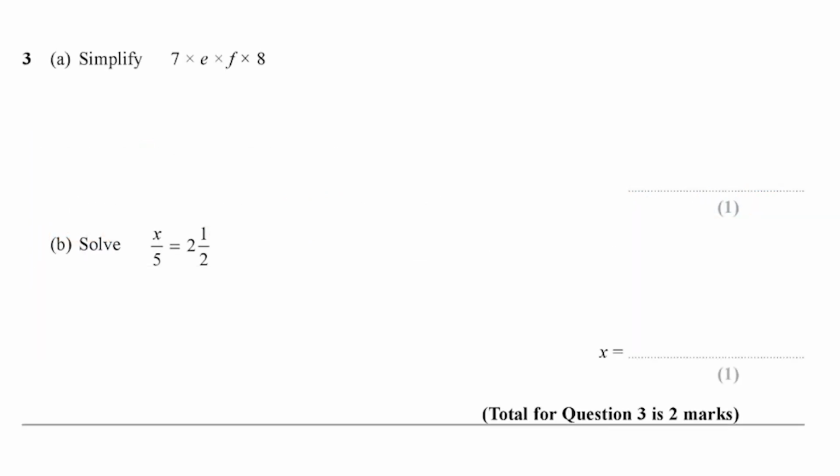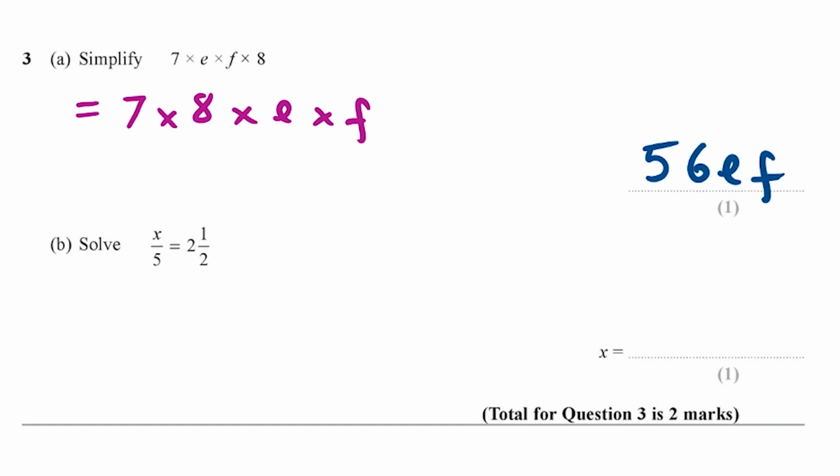Question 3, simplify 7 times E times F times 8. Well, the thing to know about these is that when we're multiplying things together, the order that we multiply doesn't matter. Okay, so we can change the order, and that's exactly what I'll do here. I'll put the numbers first, so I'll do the 7 times 8, and then multiplied by E, and then multiplied by F. So 7 times 8 is 56, and then we're multiplying that by E, and then by F, and the way we write that is without the multiplication sign. So we would just write 56EF. That just means 56 times E times F.